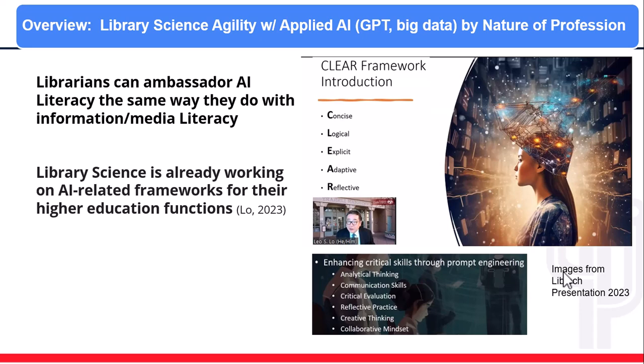Also, library science is already working on AI-related frameworks for higher education functions. So it's not so much a frontier as a border that's coming fast that can enhance the support value that librarians have brought. For more information, see the reference at the end.